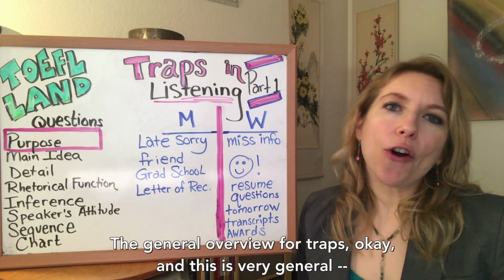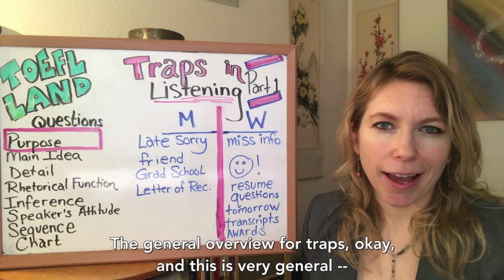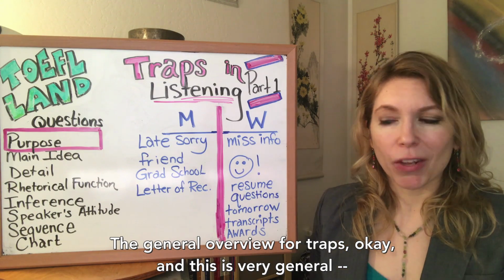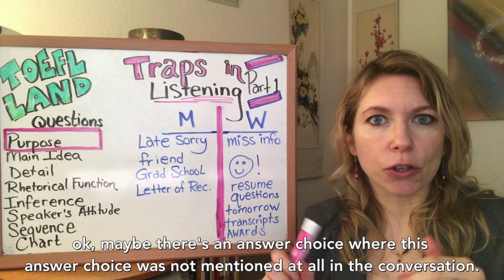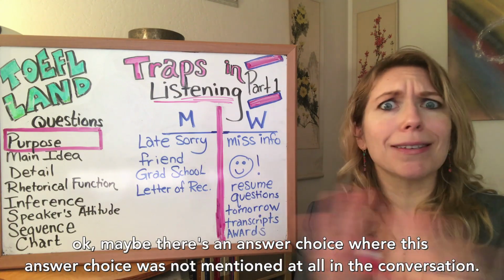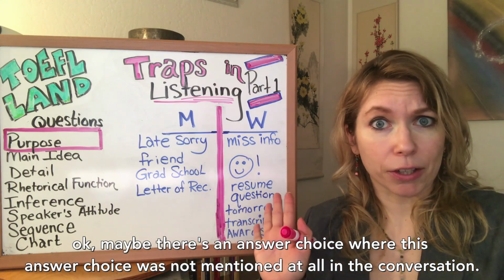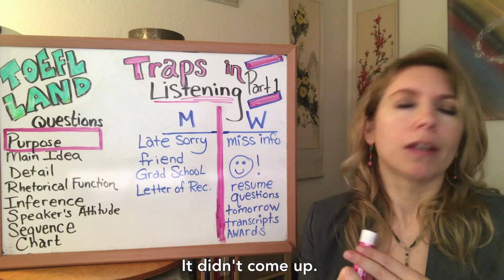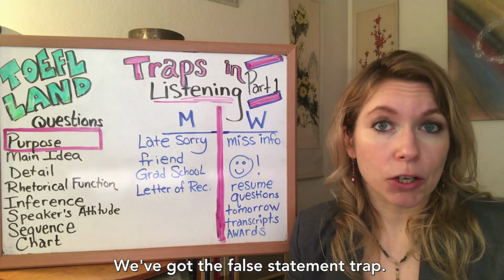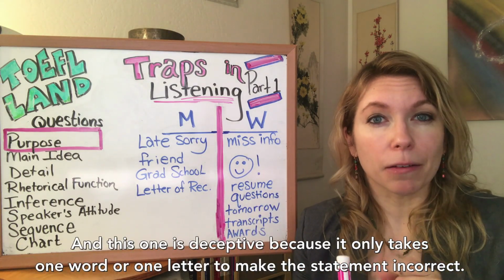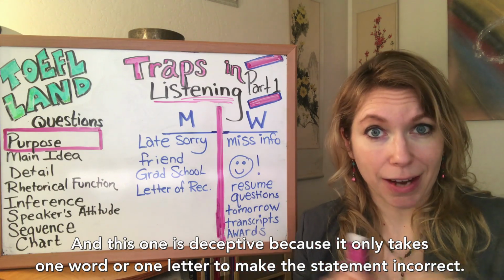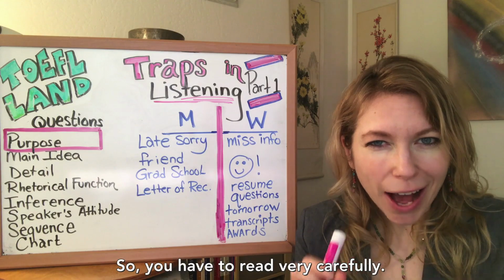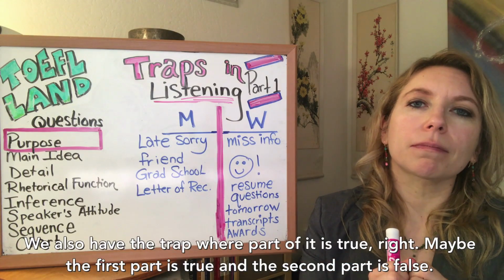The general overview for traps, okay? And this is very general. We've got a not mentioned trap, okay? Maybe there's an answer choice where this answer choice was not mentioned at all in the conversation. Didn't come up. We've got the false statement trap. And this one is deceptive because it only takes one word or one letter to make the statement incorrect. So you have to read very carefully.